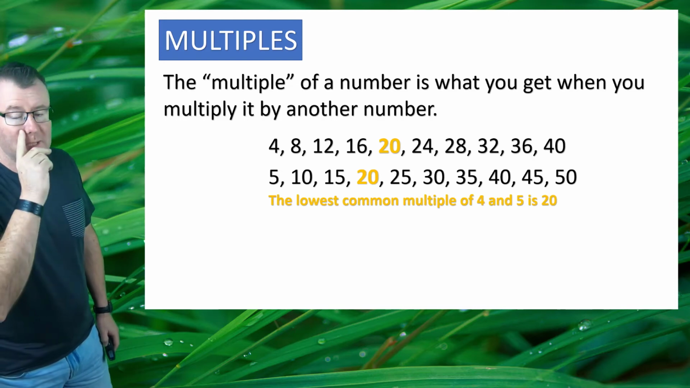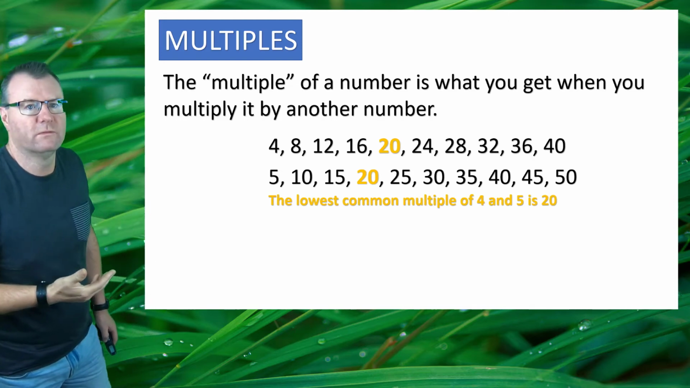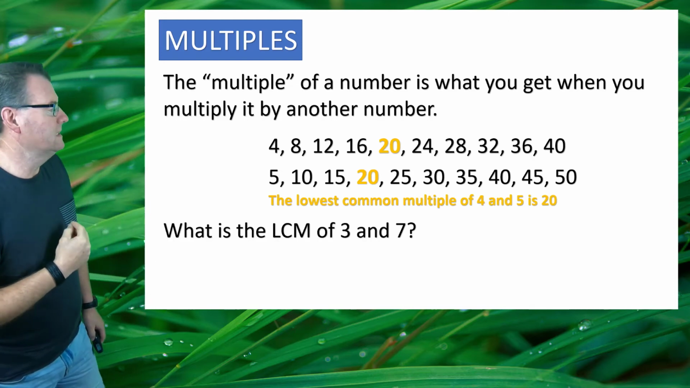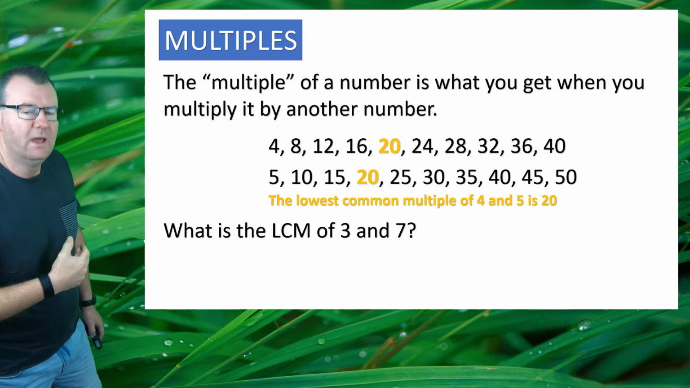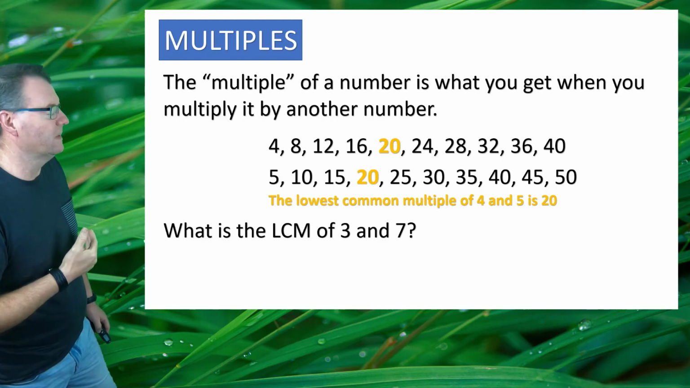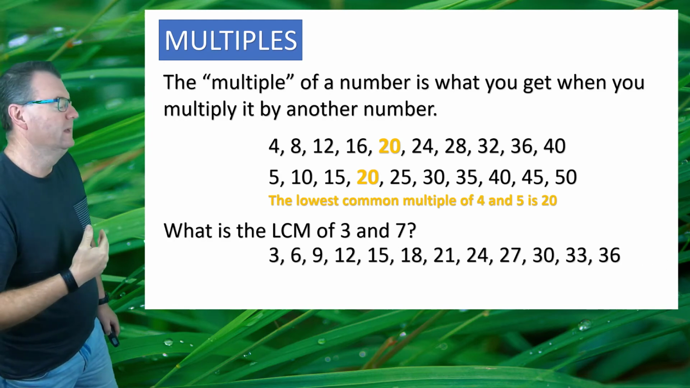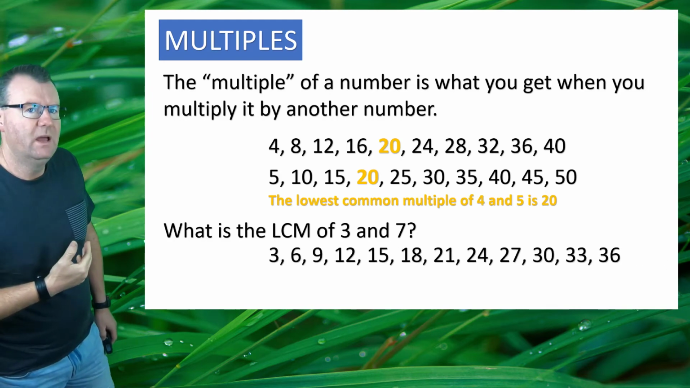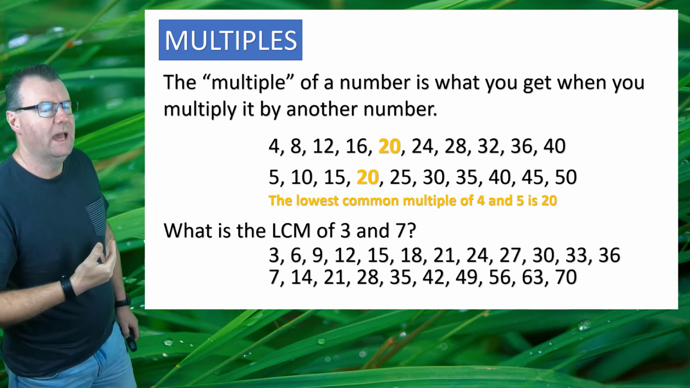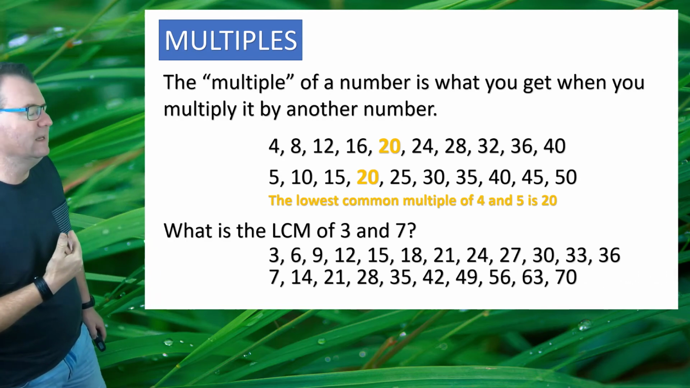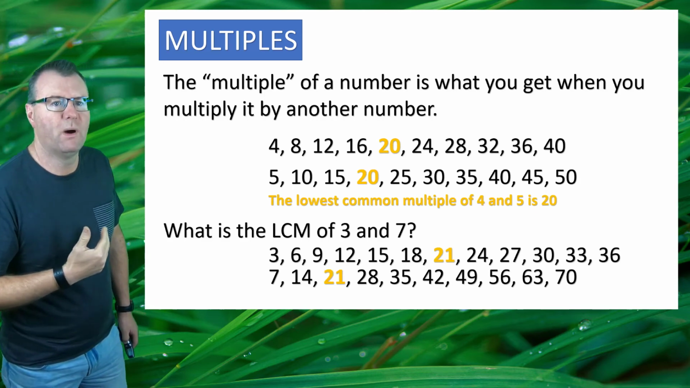Okay, so I would say that the lowest common multiple there of 4 and 5 is 20. So if I was to ask you what is the lowest common multiple of 3 and 7, I could do the same process. I could just list out the first few multiples of 3 and I would get that list there. I would do the same for the multiples of 7 and I would have a look and see, are there any numbers that are common to both?